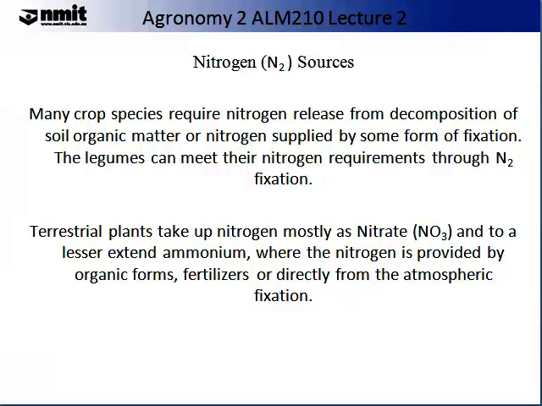Now let us take a few slides to think about fertilizing and nitrogen. Nitrogen sources. Many crop species require nitrogen release from decomposition of soil organic matter or nitrogen supplied by some form of fixation. For example, the crop legumes can meet their nitrogen requirements through nitrogen fixation. Terrestrial plants take up nitrogen mostly as the compound nitrate, NO3, and to a lesser extent ammonium, where the nitrogen is provided by organic forms, fertilizers, or directly from atmospheric fixation.